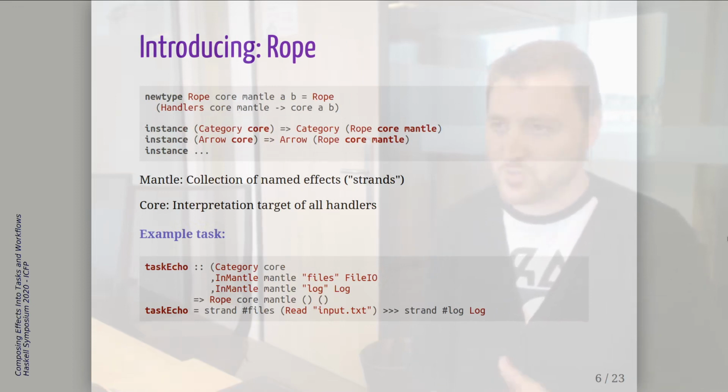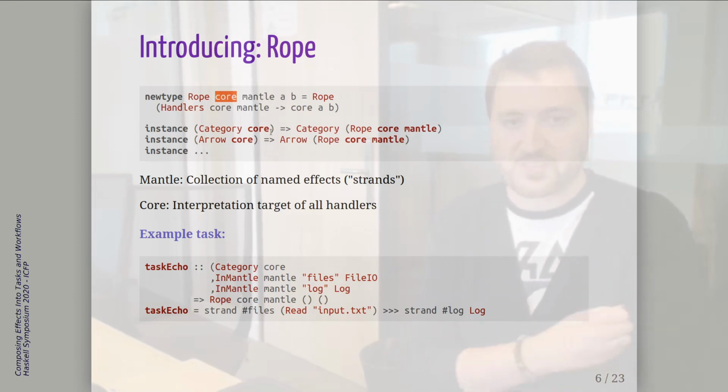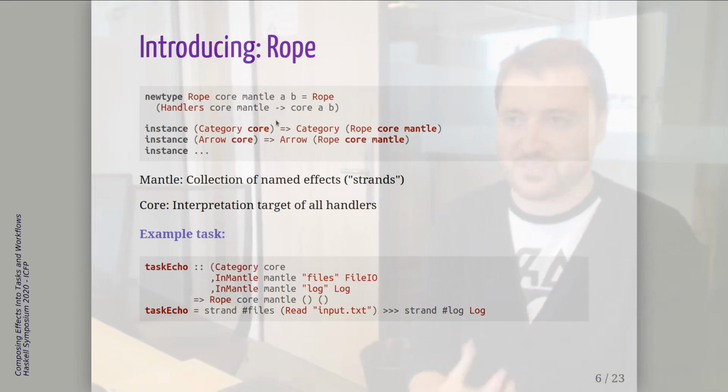So I will not dwell right now, I will detail a bit more, it will become clearer what this type is about in the rest of my presentation, but just know that the core type is present here, so the destination of the interpretation, the common type in which every effect will be interpreted is present here, and we regroup all the different effects into something that we call a mantle. So a mantle is a collection of named effects. A named effect, we call that a strand, and the core is the interpretation target of all handlers.